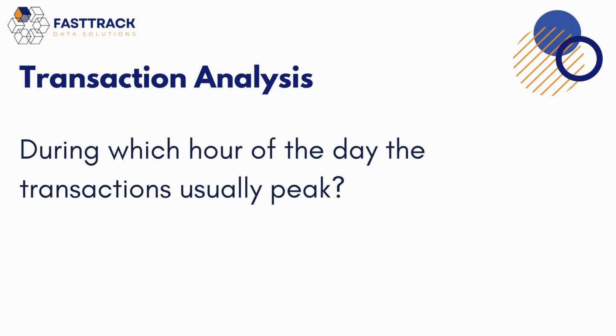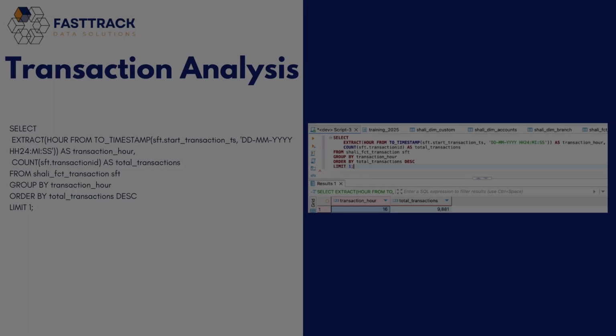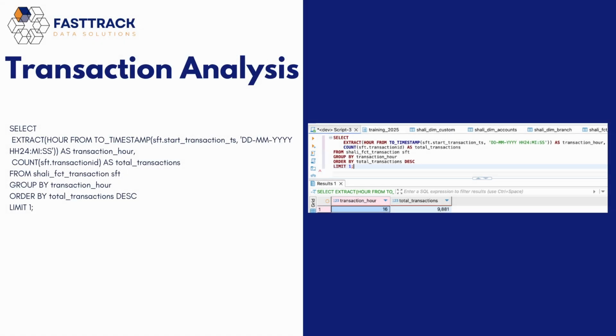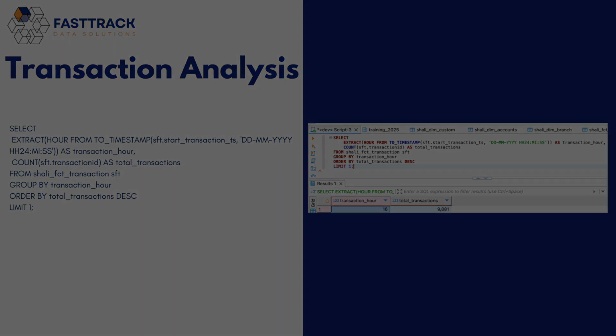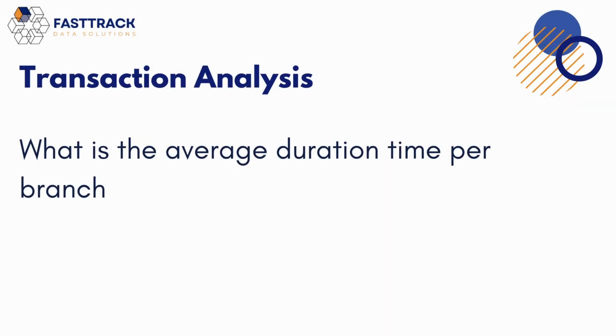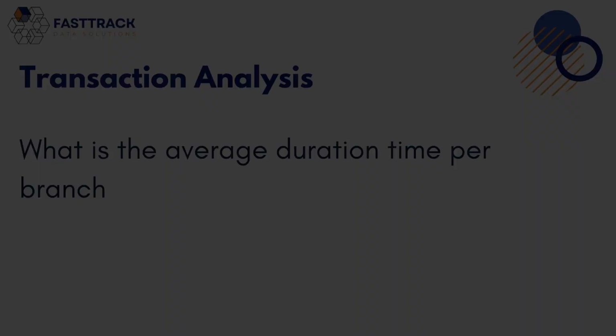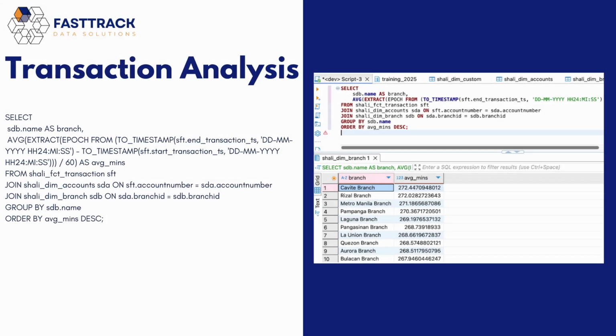Next is during which hour of the day the transactions usually peak. Here is the SQL script to get the hour of the day the transactions usually peak. Next is what is the average duration time per branch. Here is the SQL script to get the average duration time per branch.